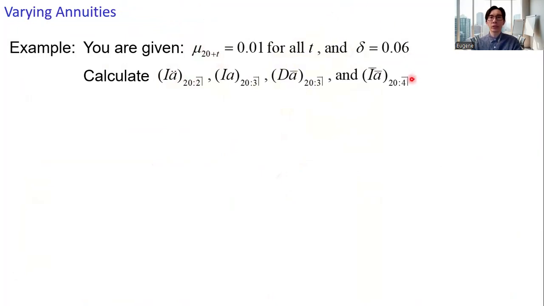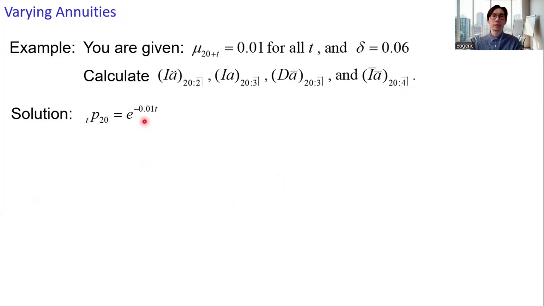Given that the force of mortality is a constant 0.01, and the force of interest delta is 0.06, calculate these four annuities. We need to get the survival probabilities, that is, in this case, tP20. The individual is at age 20. We have a constant force of mortality, 0.01. So tP20 is e to the power minus 0.01 times t.